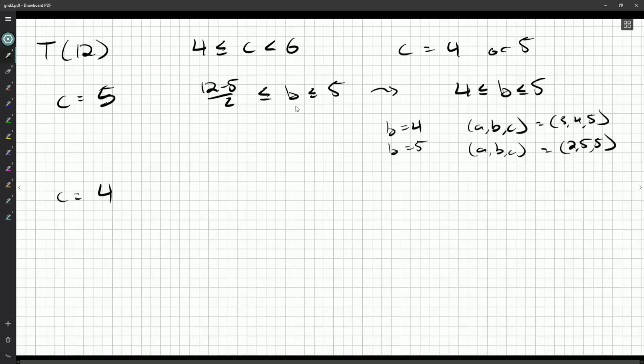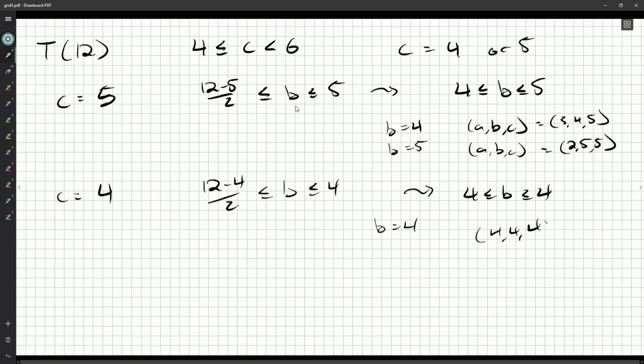And if c is equal to 4, then (12 minus 4) over 2 is less than or equal to b is less than or equal to 4. Well, that would be 8 over 2. b is going to have to just be 4, and that gives me 4, 4, 4 as the sides of my triangle. So T12 is going to be equal to 3. So T10 was 2, T11 was 4, and T12 was 3.